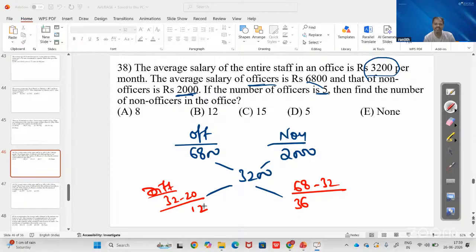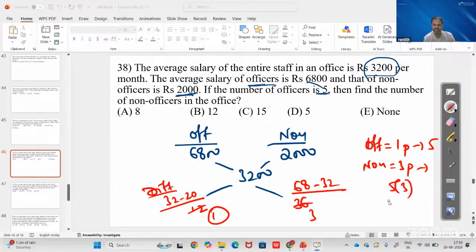What is the ratio? 12 ones are 12, 36 threes are 12. So officers will be equal to one part. Officers are in the ratio 1, and non-officers are in 3 parts. Where 1 part equals 5 employees, 3 parts equal 5 into 3 is equal to 15 employees. So the answer is 15.